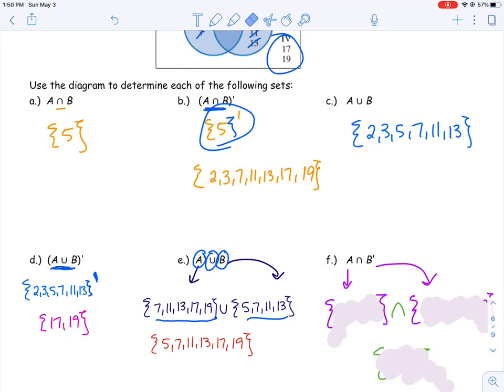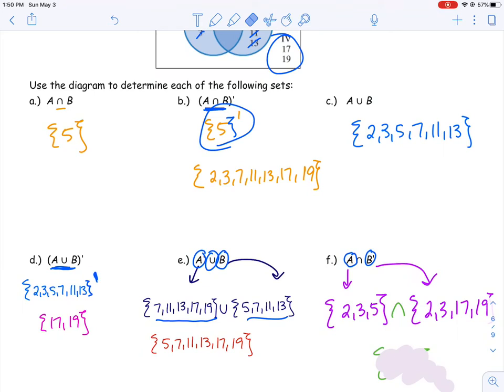All right, try F if you have not yet. I don't see parentheses, so I'm going to do them in separate pieces. I want all the elements that are in A: 2, 3, 5. I want all the elements that are the complement of B, everything that's not in B. I got 2, 3, 17, and 19.